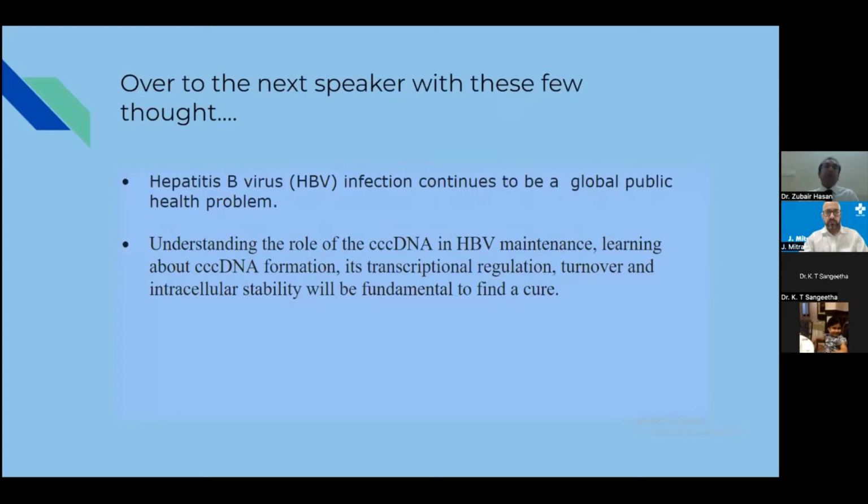So for my session, over to the next speaker with a few thoughts: hepatitis B virus infection continues to be a global public health problem. And I would like to emphasize that understanding the role of cccDNA in HBV maintenance, learning about cccDNA formation, its transcriptional regulation, turnover, and intracellular stability will be fundamental to find a cure. Thank you, and over to the next speaker.